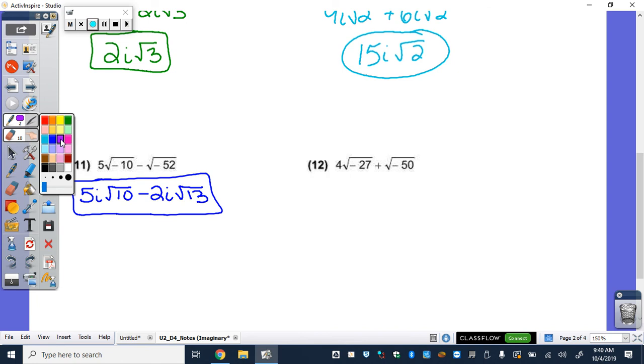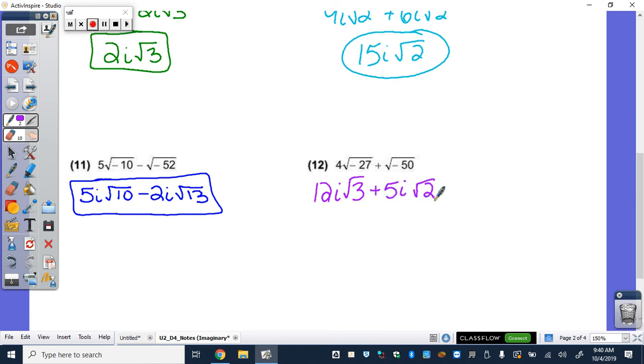So number 12. Perfect square out of 27: 9. So that gives us 12i, because the square root of 9 is 3 times that 4 makes it 12i. Perfect square out of the 50: 25, so we get 5i radical 2. Can I actually add those? No. I got a radical 3 and a radical 2.